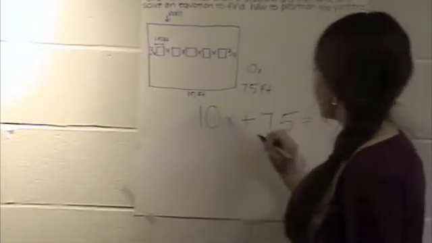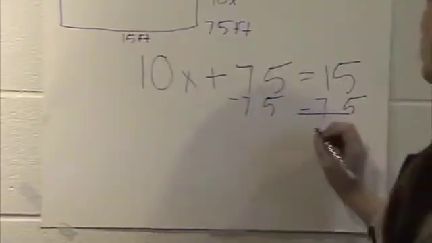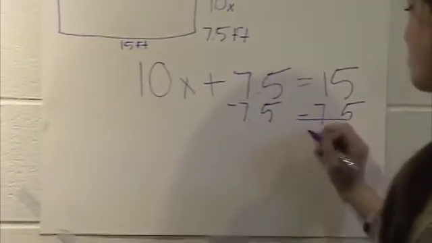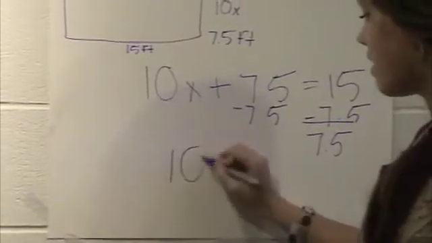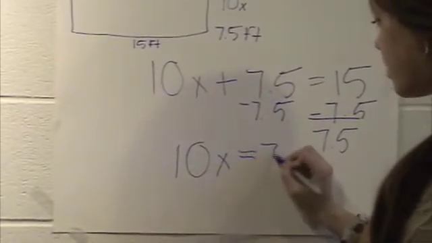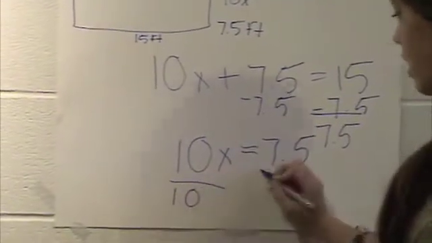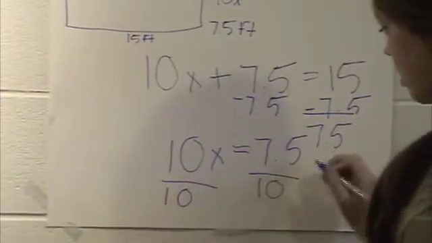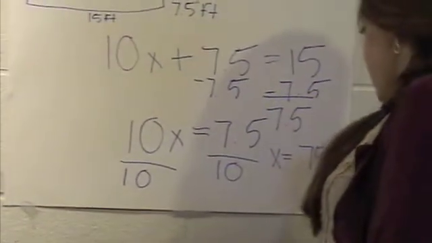And we're going to solve for X, so subtract 7.5. When we subtract 7.5 from 15, we get 7.5, and that gives us 10X equals 7.5. Divide each side by 10 to get X by itself, and we have X equals 0.75 feet.